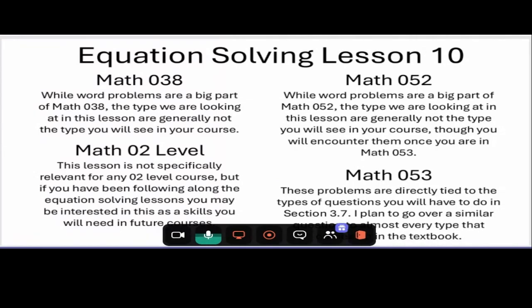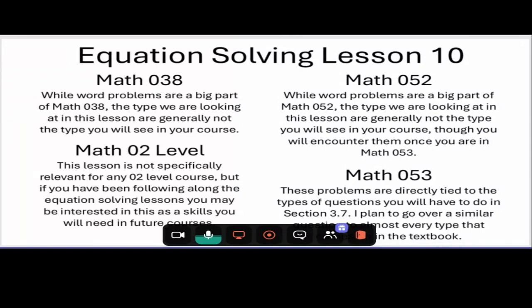Okay, the lesson we're about to do here, if you are in Math 053, is extremely relevant. We're going to look at most scenarios that come up in section 3.7, a wide variety of the types of examples they go through and the practice questions at the end. Even though word problems are a big part of Math 038 and Math 052, they are not going to look like the ones that we're doing right now in those courses.